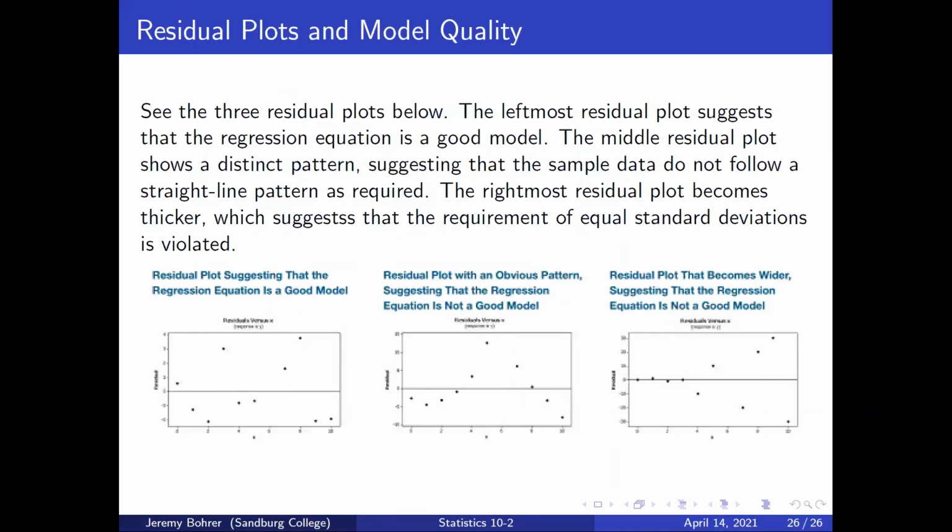See the three residual plots below. The leftmost residual plot suggests that the regression equation is a good model. The middle residual plot shows a distinct pattern, suggesting that the sample data do not follow a straight line pattern as required. The rightmost residual plot becomes thicker, which suggests that the requirement of equal standard deviations is violated.